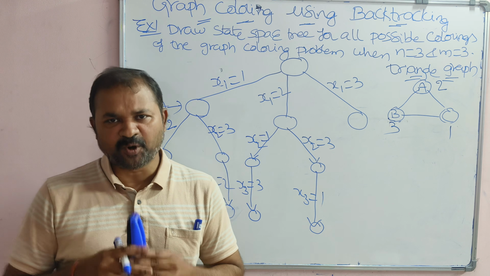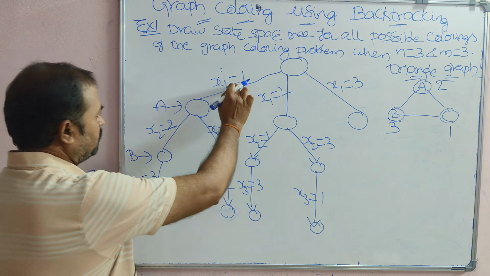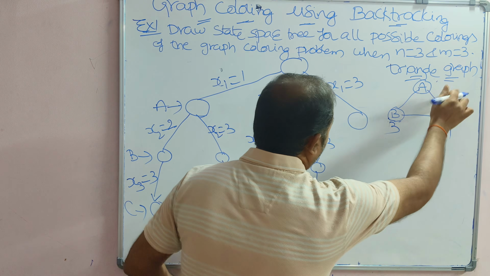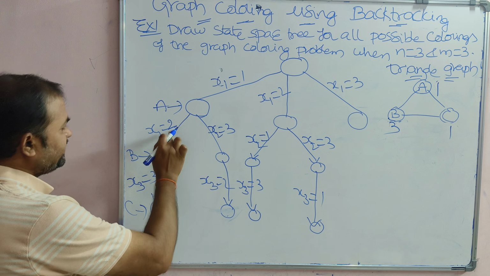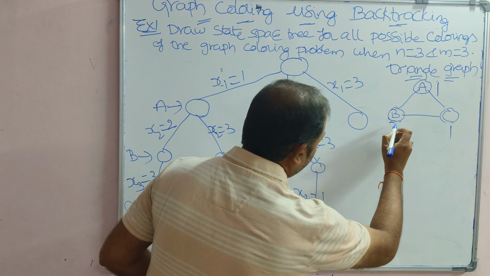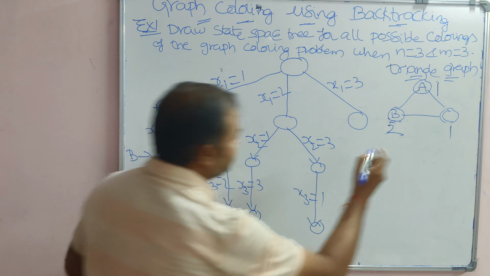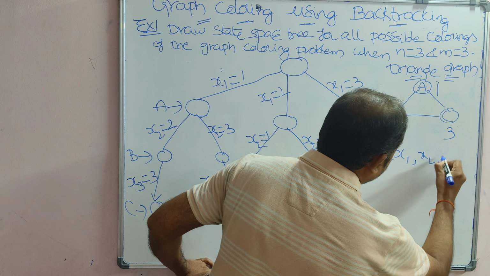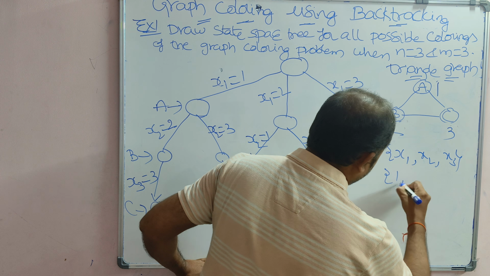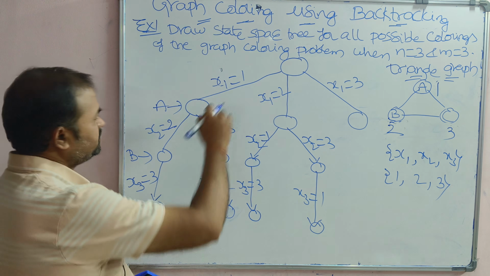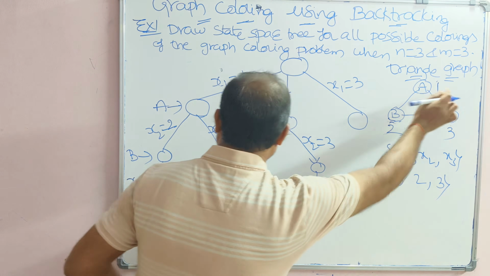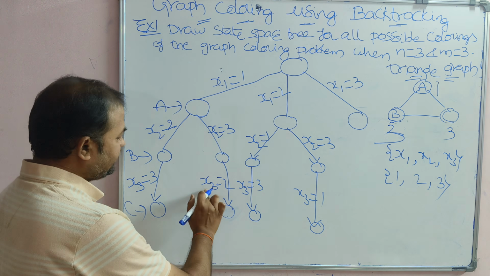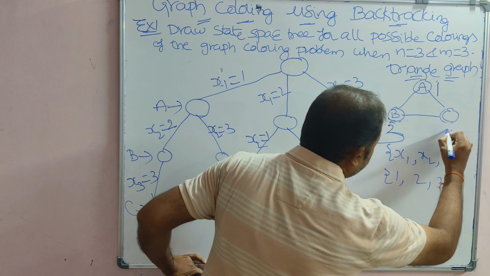So here the possible solutions are 1, 2, 3. So vertex A is colored with color 1. Next, vertex B is colored with color 2. Vertex C is colored with color 3. So this is one solution. The solution vector is represented by x1, x2, x3. So 1, 2, 3. This is one solution. Next solution, vertex A is colored with color 1. Next vertex B is colored with color 3. Vertex C is colored with second color. So this is another solution.